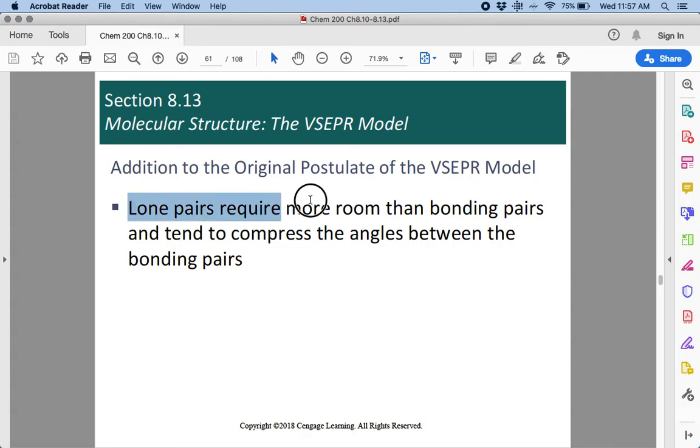So, like we said, lone pairs require more room than bonding pairs. And so they're very self-important and they push everybody down. So they make everybody accommodate them. And in doing so, they compress the angle between the bonded pairs.